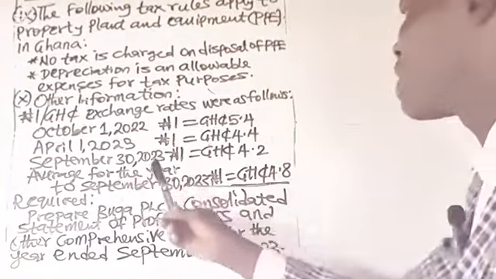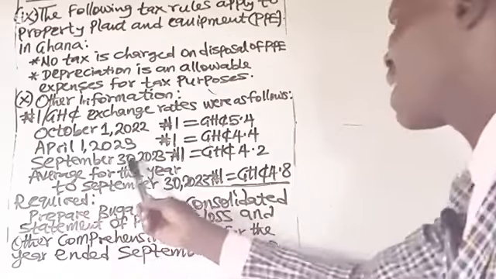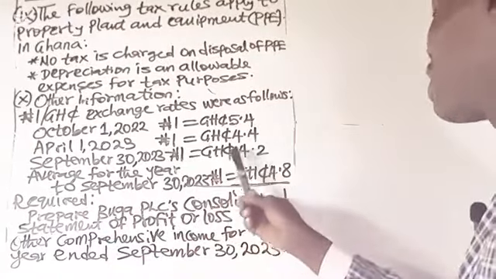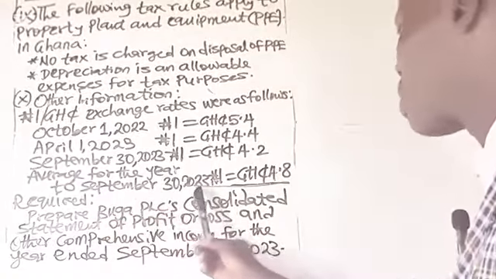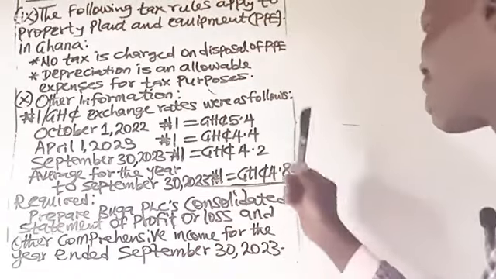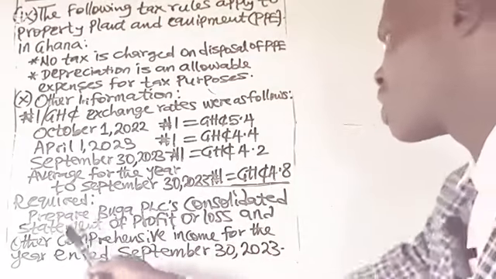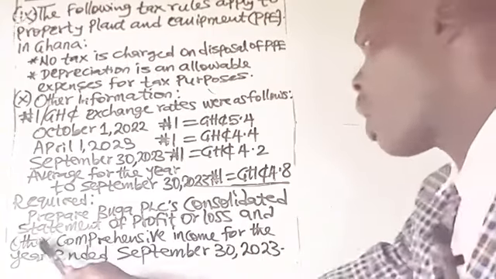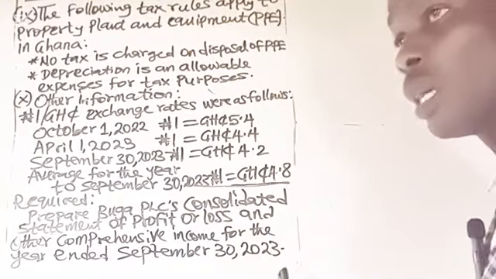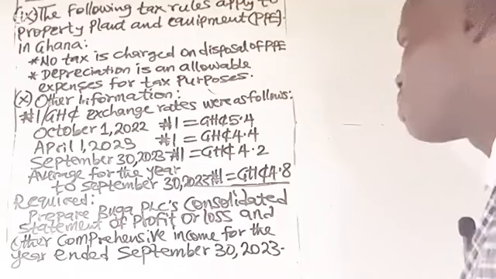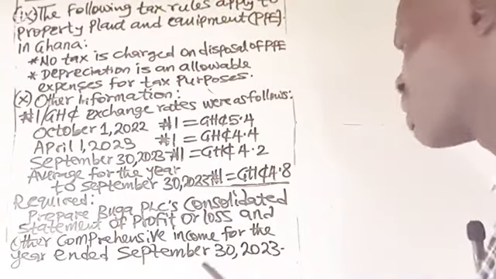Note 10. Other information. Naira to Ghana cedis exchange rates were as follows. October 1st, 2022, 1 naira is equivalent to 5.4 Ghana cedis. On April 1st, 2023, 1 naira is equivalent to 4.4 Ghana cedis. On September 30, 2023, 1 naira is equivalent to 4.2 Ghana cedis. Average for the year to September 30, 2023, 1 naira is equivalent to 4.8 Ghana cedis.